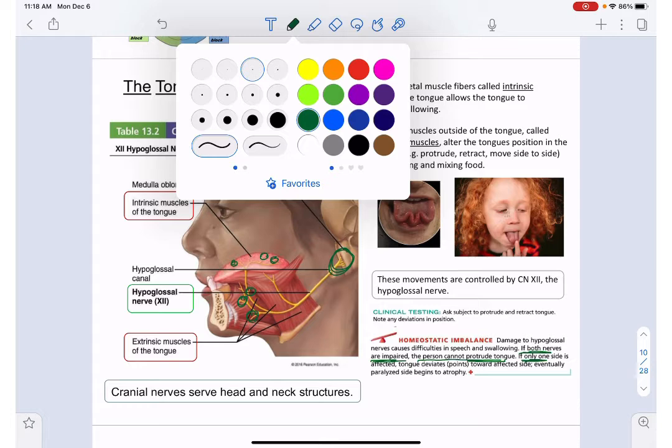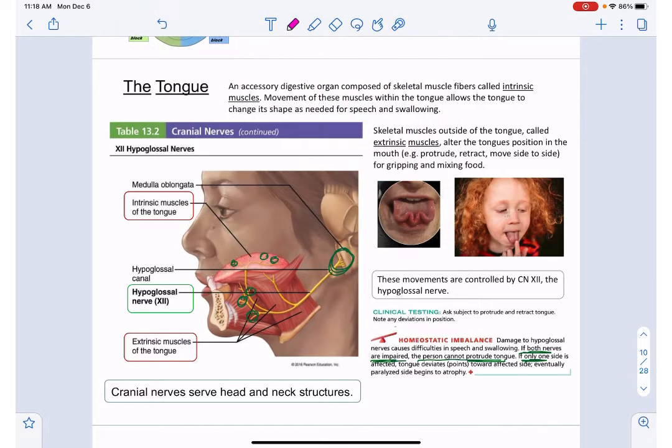And also, if somebody has damage to the hypoglossal nerve, then they're going to have problems with speech and swallowing. And again, that's because these intrinsic muscles change shape, and that shape changing is important for speech and swallowing.